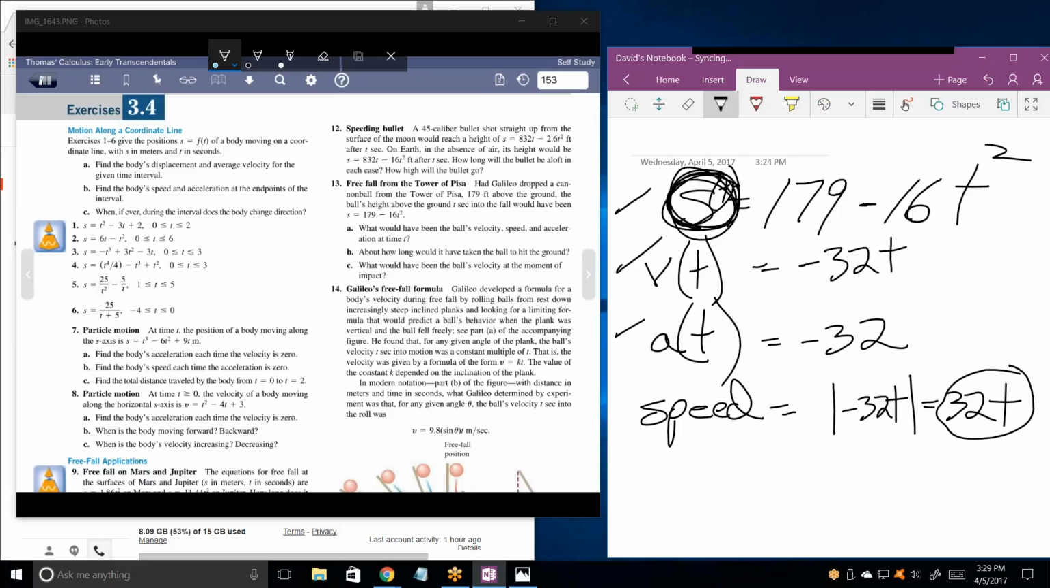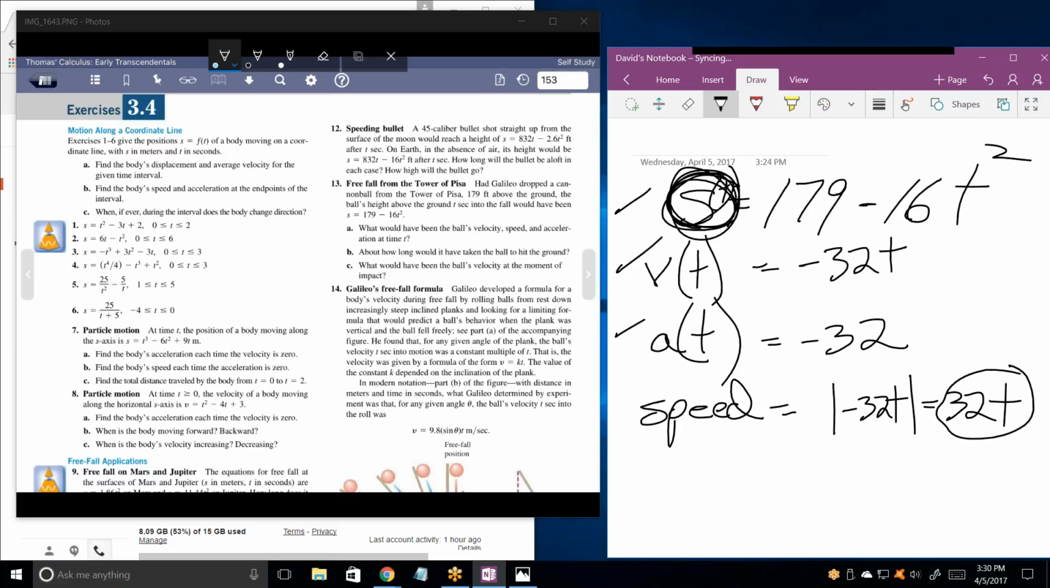Now, number C, what would have been the ball's velocity at the moment of impact? Well, 0. No, they actually, well, they kind of mean at the moment before impact. In other words, obviously, after impact, the velocity is 0. But right before it hits the ground, how fast is it going?